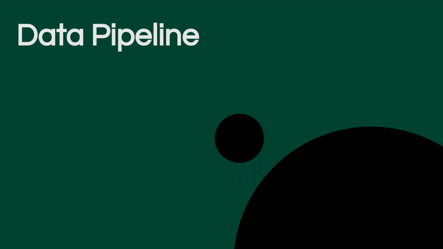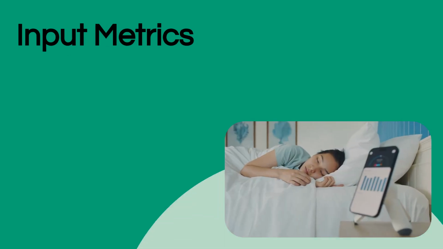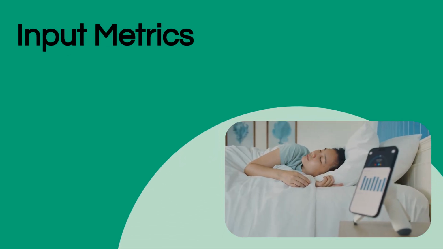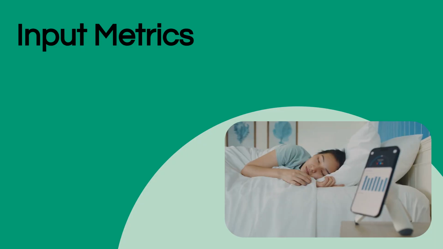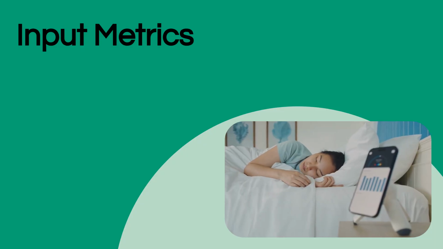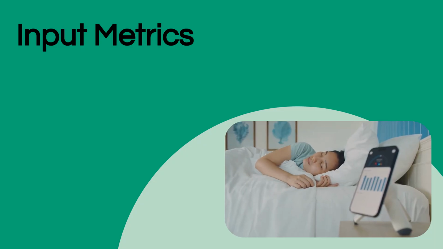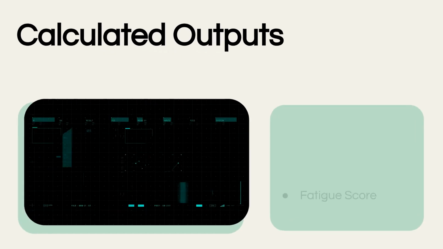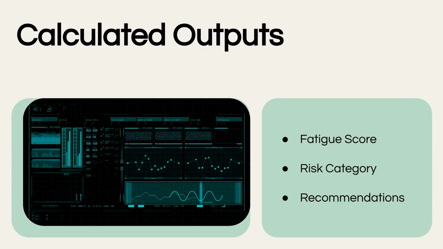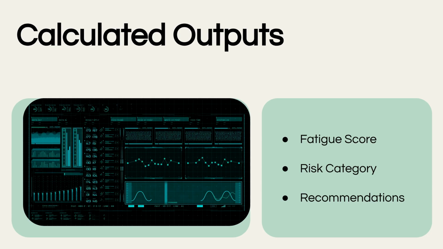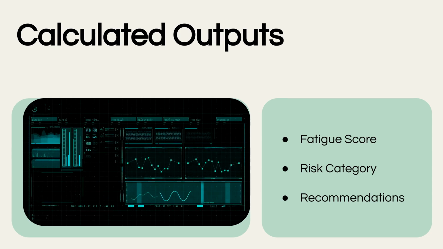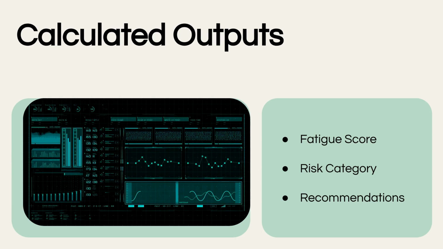Understanding the data flow is crucial. Let's detail the inputs consumed and the outputs generated by the system. Inputs are time series metrics including defined shift start and end times, logged sleep duration, caffeine intake timestamps and amounts, and continuous time-awake tracking. Outputs include a numerical fatigue score, categorized risk levels such as low, moderate, or high, and prescriptive recommendations for sleep timing and caffeine consumption.